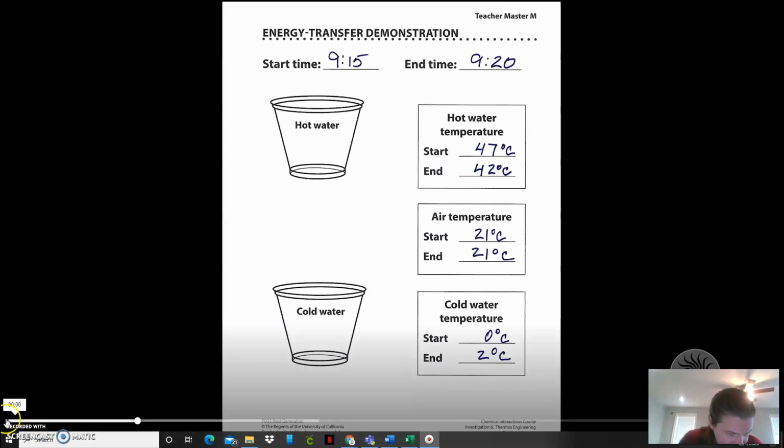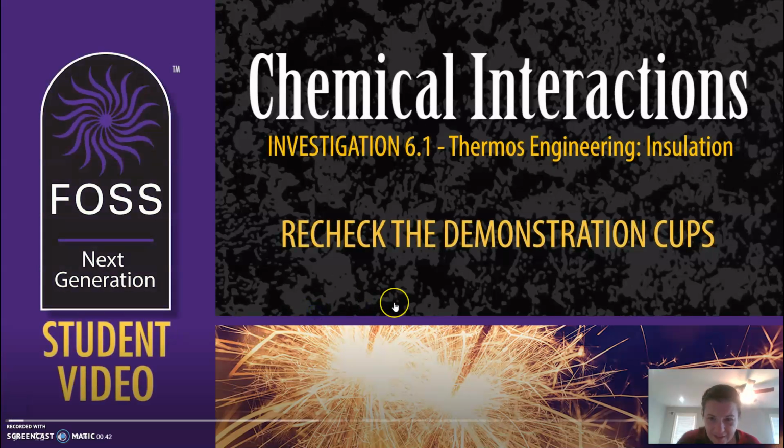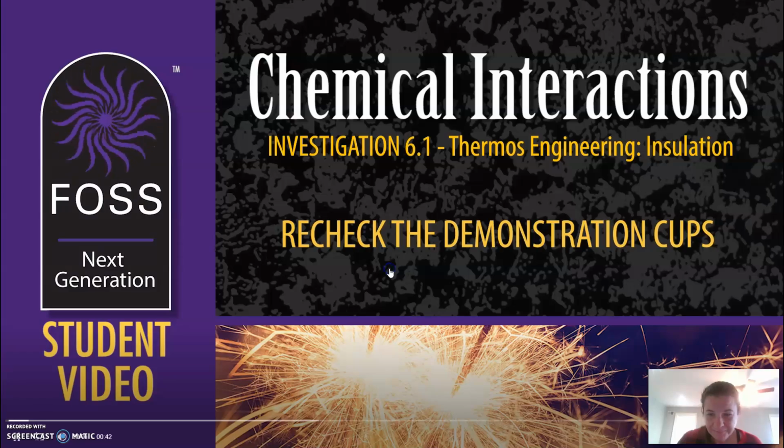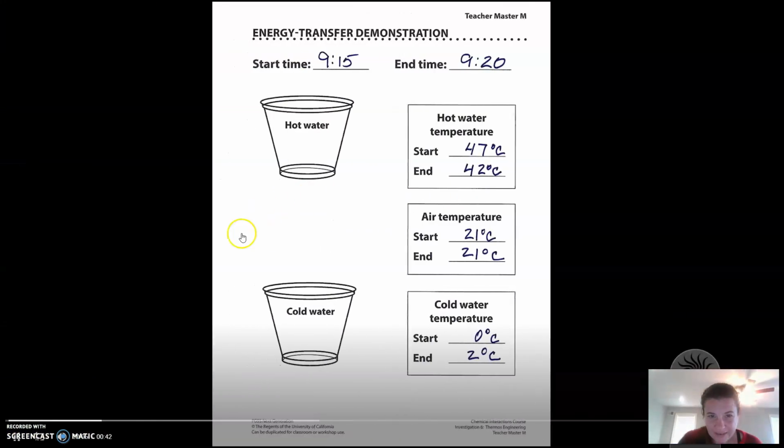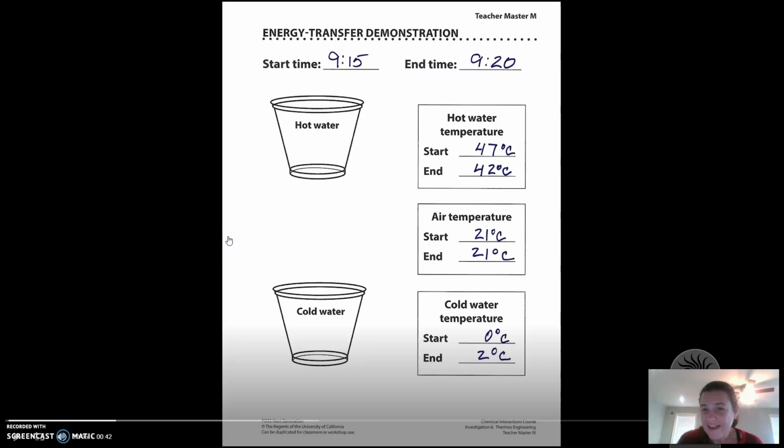Okay, boys and girls, this is the second video of the cup demonstrations where we have the hot water and the cold water in the cup and we measure the temperature of the hot water and the cold water and the air temperature initially. So now it's been 5 minutes that passed and we're going to recheck our cups and measure the temperatures.